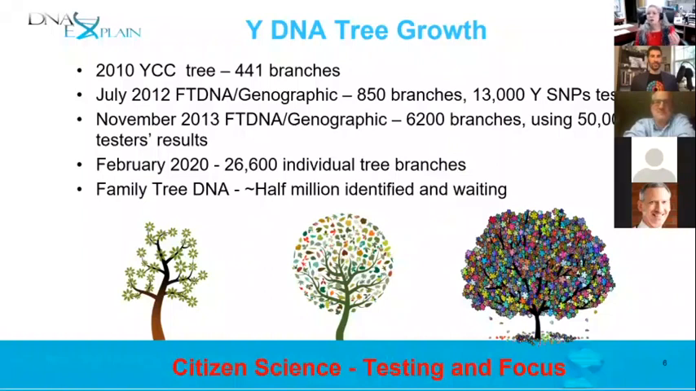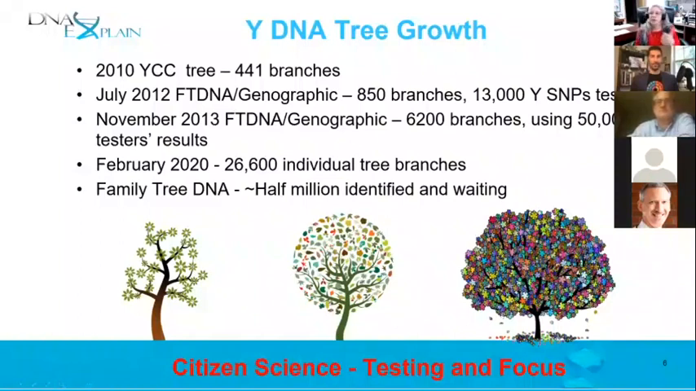And that's because so many people have taken the Big Y test at Family Tree DNA, and they started building out the branches. We all know that story because we're genealogists. And now there are 500,000 identified and waiting to be placed in the right places as more people test. So that is a huge success story. It went from a little tree to a big tree with citizen science testing and focus.